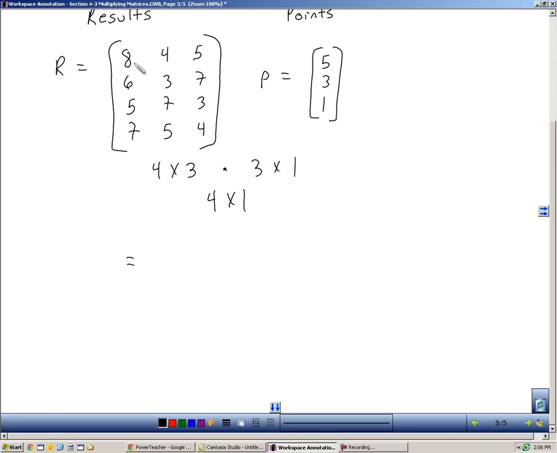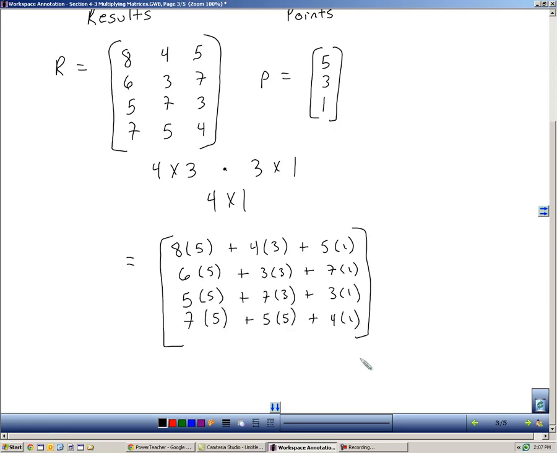So I'll start by multiplying the first row by the first column. So 8 times 5 plus 4 times 3 plus 5 times 1. Remember, we multiply the row by the column. Now we'll do second row. 6 times 5 plus 3 times 3 and plus 7 times 1. And then you can finish this with the third and the fourth row. So that's what it would look like if I multiply each row by each column and added them together.